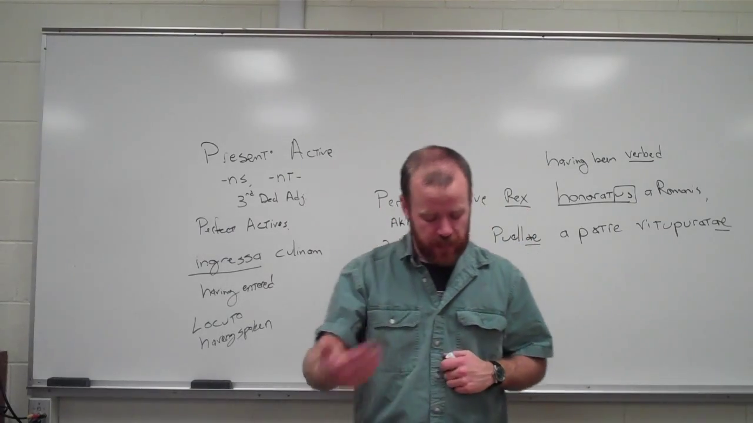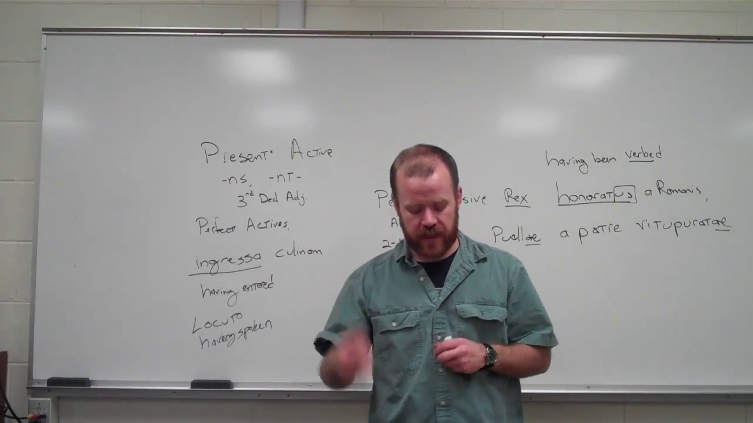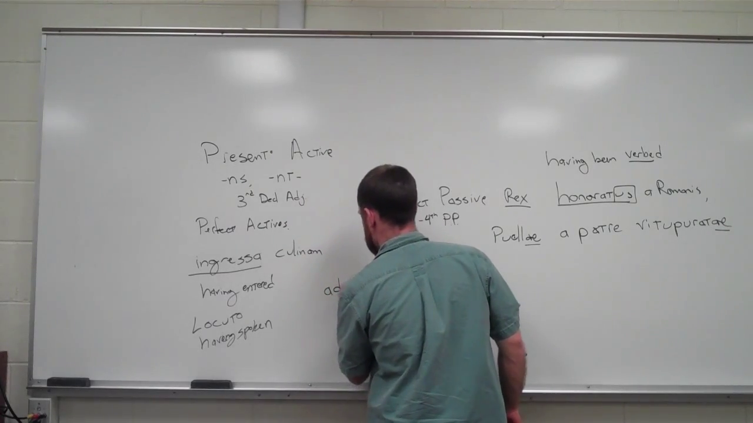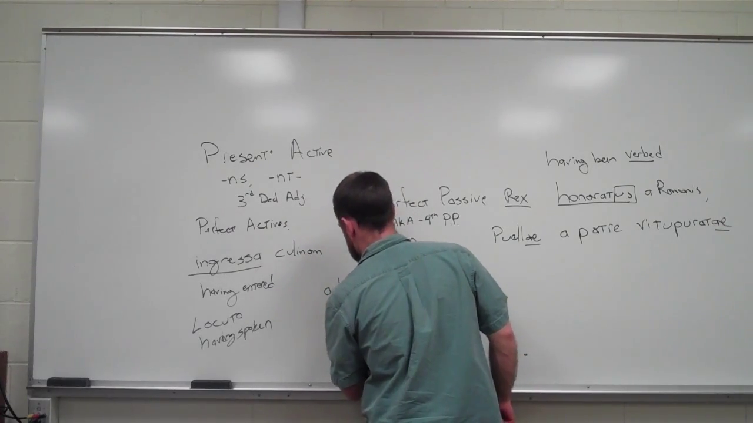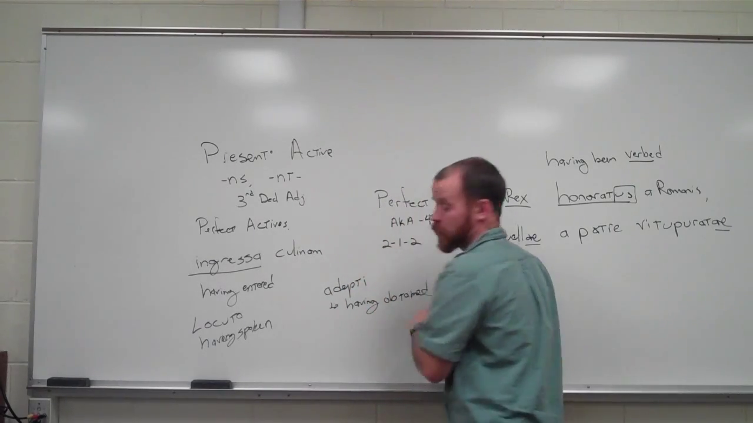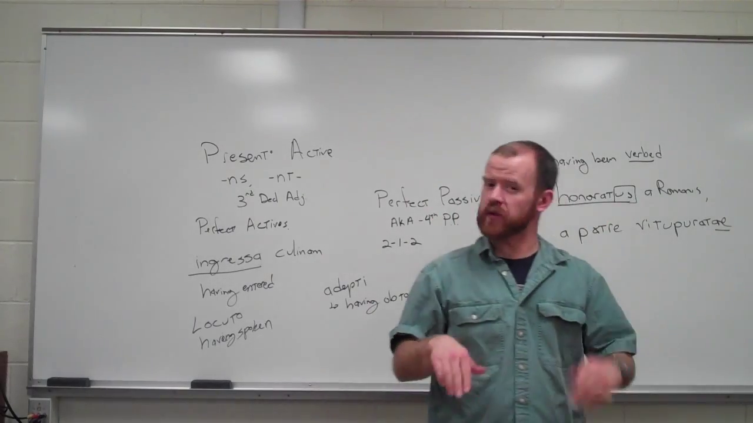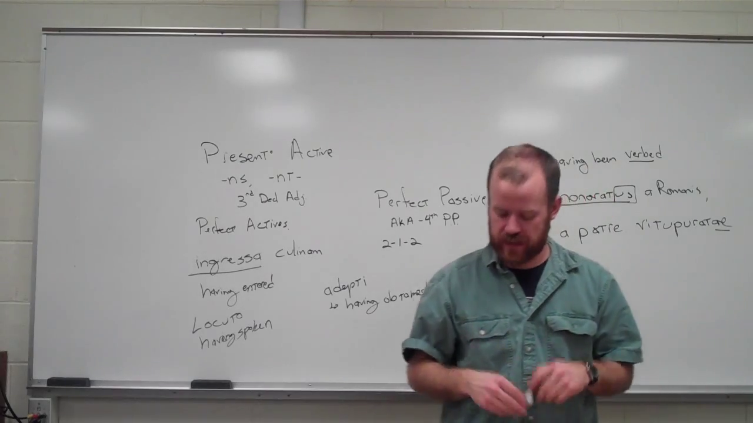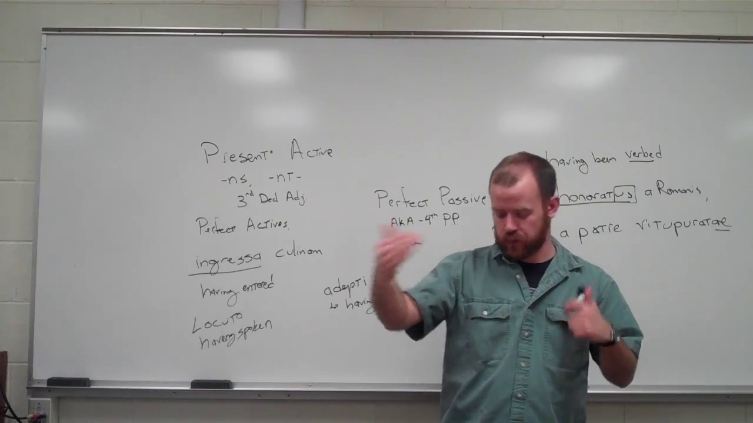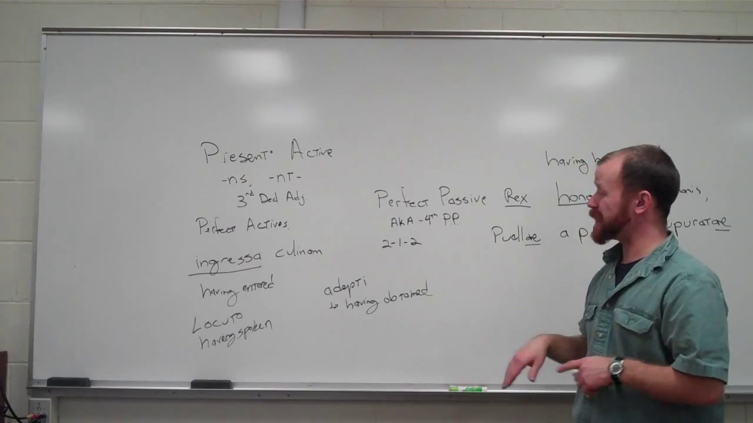Another one: mercatores pecuniam adepti ad naves contenderunt. So the merchants, having obtained the money. Notice, it's not having been obtained, it's having obtained the money. They hurried to the ships. So those are your perfect active participles.